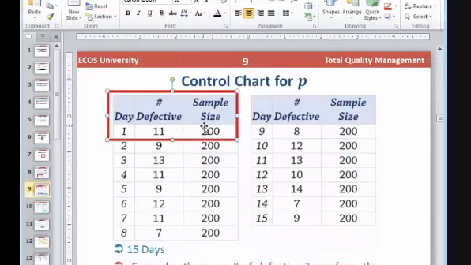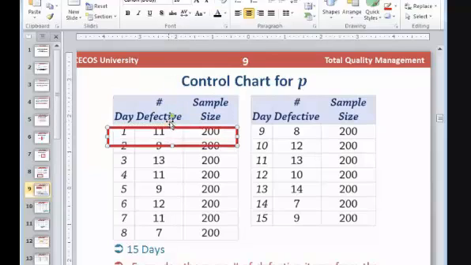On day 1, it's a process industry, so assume many items are produced per day. Just take the example of some auto part manufacturing industry which produces, let's say, a gear. It produces thousands of gears per day. So we take a sample of 200 gears, and out of these 200 gears for one day, we have noted that for day 1, 11 gears are defective.